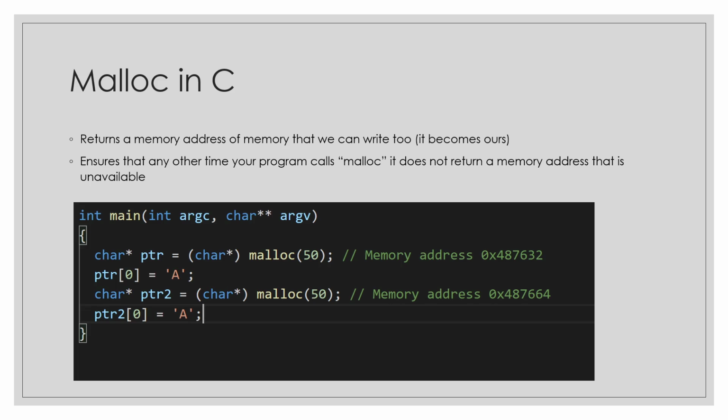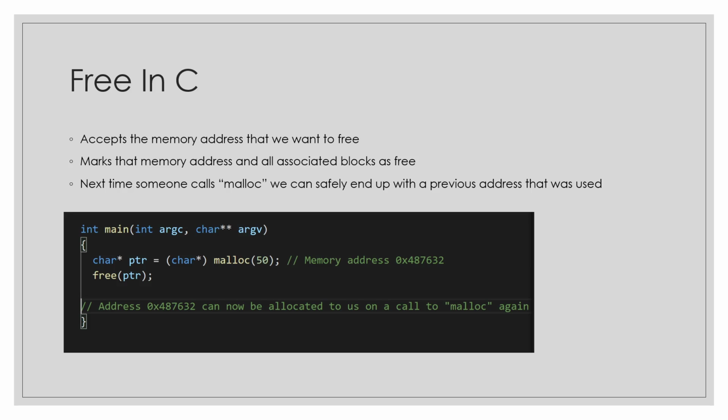So as you know, malloc in C returns a memory address that we can write to. It becomes ours for a temporary amount of time. So here, for example, we ask the system for 50 bytes. It returns a memory address, such as this memory address that I've made up, and we can then set that data, 50 bytes worth. When you ask the system for memory, the system also ensures it never gives that memory address to somebody else. Likewise, free in C accepts the memory address that we want to free. It then marks the memory address and all associated blocks as free, and then the next time someone calls malloc, we can safely end up with a previous address that was used.